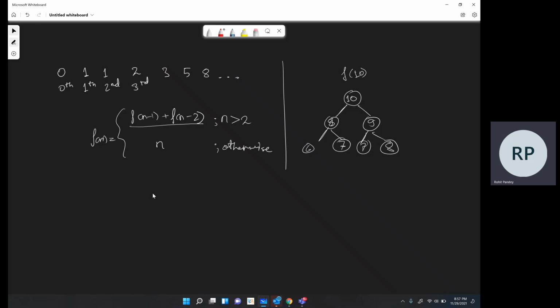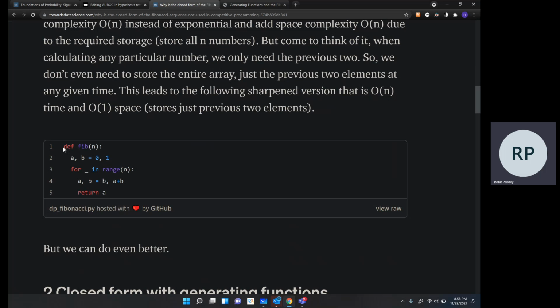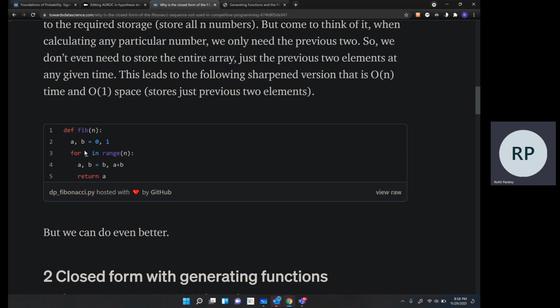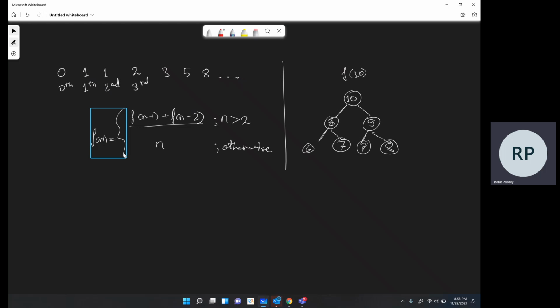And that way, your solution becomes O(n) time and O(1) space, because you're only storing two numbers at a time, right? And there's a very nice implementation here that I took from a Stack Overflow answer, which just says, you start with a, b as 0 and 1, and then you loop n times, and then you say a, b is b, comma, a plus b, right? So basically you start with a as 0, b as 1, and then a becomes b and b becomes a plus b, right?